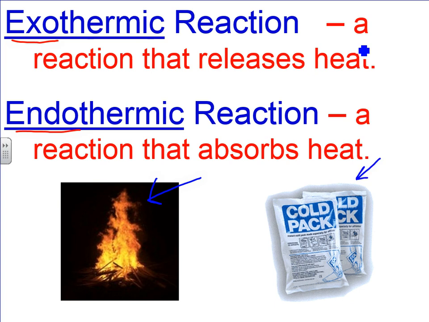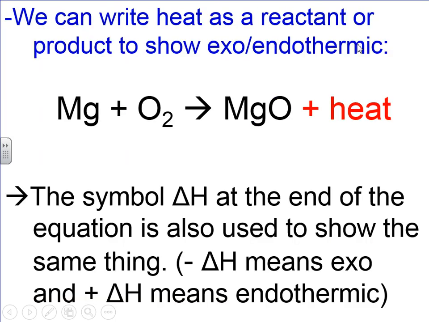It doesn't produce cold. Cold is just the absence of heat, but it absorbs heat, and this would be an endothermic reaction. So these are practically a lot of chemical reactions. The only reason we run them is for them to get us heat or to absorb heat, to give us cold. So we have to recognize this and be able to show this in an equation. And here's how we do it. We can write heat as a reactant or a product. So for example, in this case, we write heat as a product, which means this is exothermic.